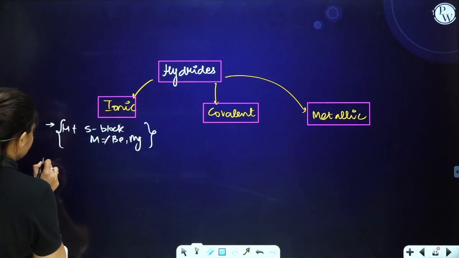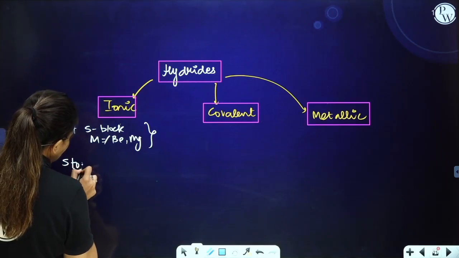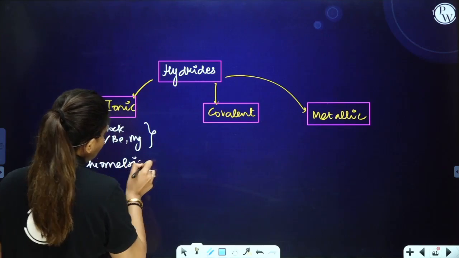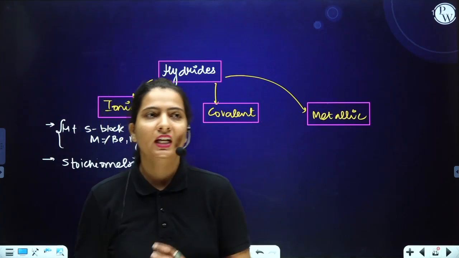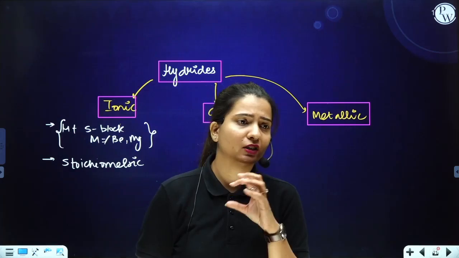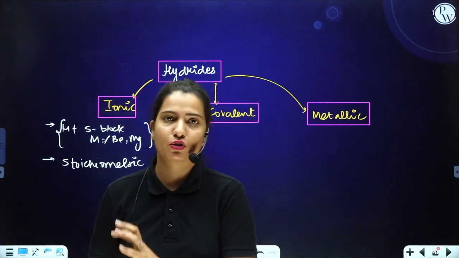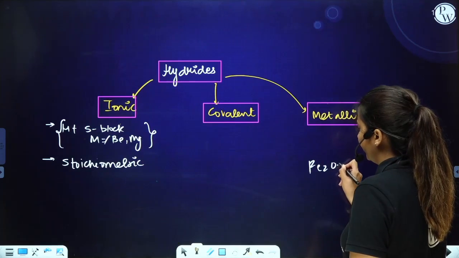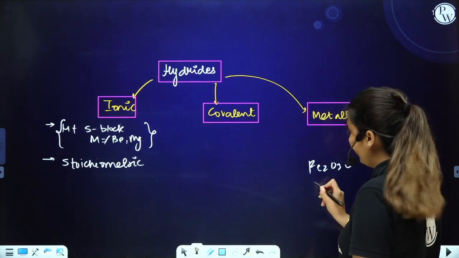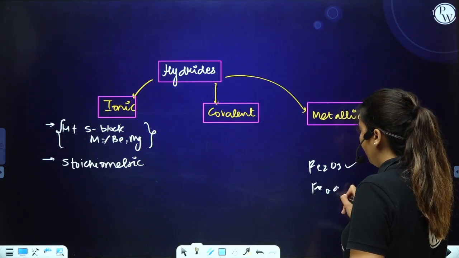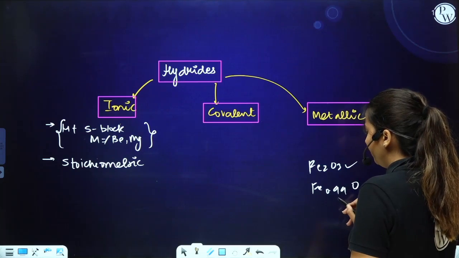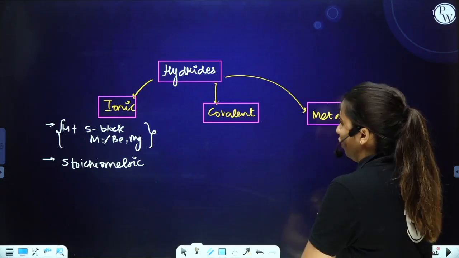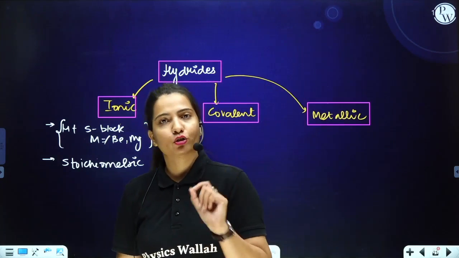Okay, these compounds are stoichiometric. You have heard this word in the solid state chapter. Some compounds are stoichiometric, some are not. Stoichiometric means, if I write Fe2O3, it is considered stoichiometric. If I write Fe0.99O, one of the numbers is fractional, and that is considered non-stoichiometric. So these compounds are stoichiometric compounds.